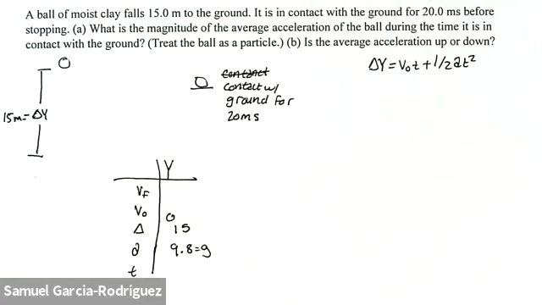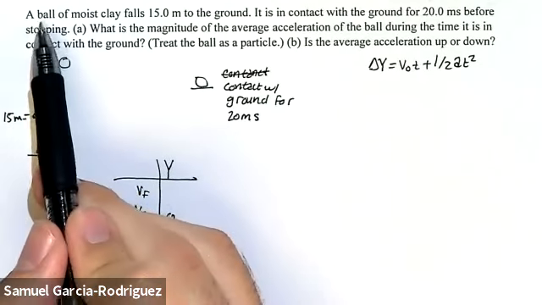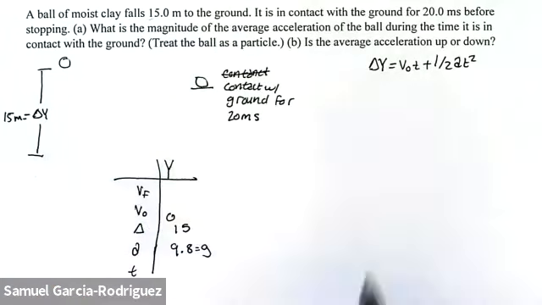Okay, let's start with V naught. So V naught is 0 because, I mean, let me see. Yeah, so unless it says it was thrown with an initial velocity, you're supposed to assume that it's just a free fall and it has an initial velocity of 0. Okay, so 15 is because its entire distance it travels is 15 meters. Like in the first line it says a ball of moist clay falls 15 meters to the ground.